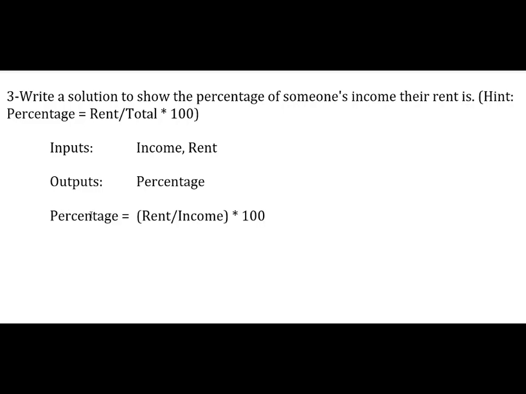Let's look at number 3. If we want to see what the percentage of rent is to our income, we need our income and rent amount. So let's go on, define that as an input. Your outputs, we want to see the percentage. In order to get that percentage, all you need to do is take your rent amount divided by the income, multiply it by 100, and you want to display percentage.